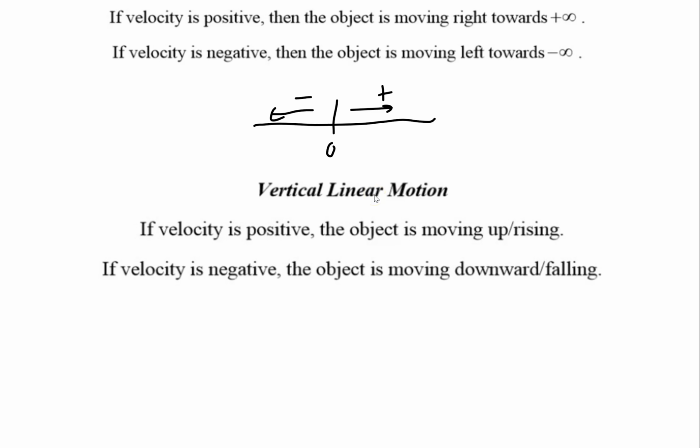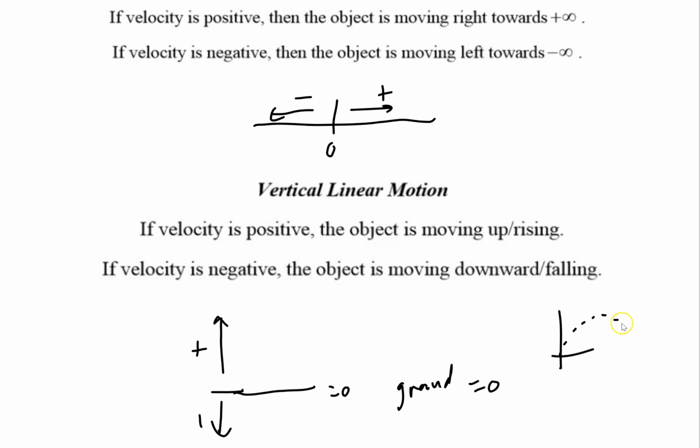When it's vertical linear motion, you move up and down. I'll draw this, but the general idea is if you go up, it's positive. You go down, it's negative. The ground equals 0. Most times we'll have a projectile, kind of like this. But those are the two types of movements we're going to talk about: moving left and right, and moving up and down. Generally, it's up and then falling.